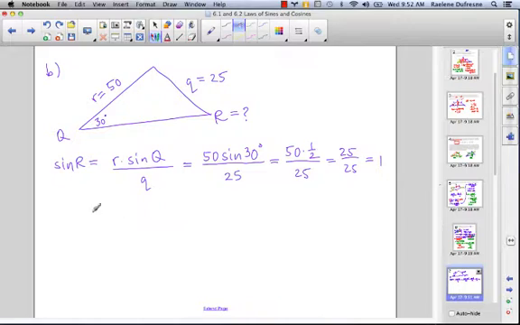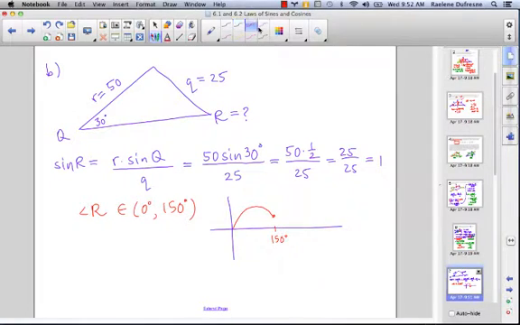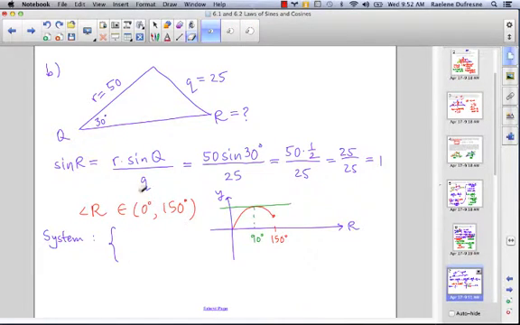Again, we know that the angle r has to be contained from 0 degrees to 150 degrees, and if we think graphically, we know that this graph can only have one solution that intersects with a height of 1, and that angle corresponds to 90 degrees. So our system of equations that we would be solving, of course, is y equal to sine r in red, intersected with the graph of y equal to 1.